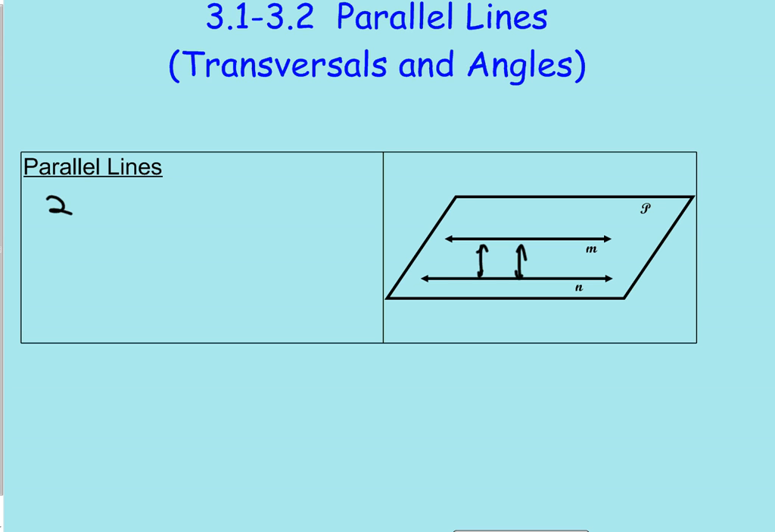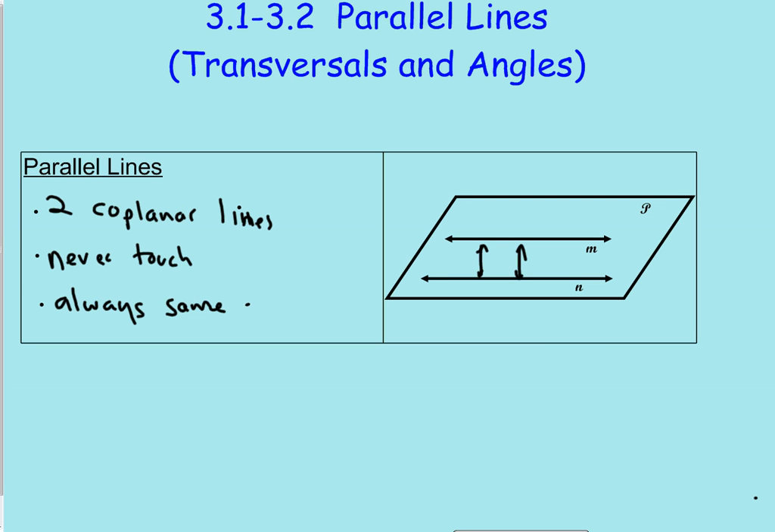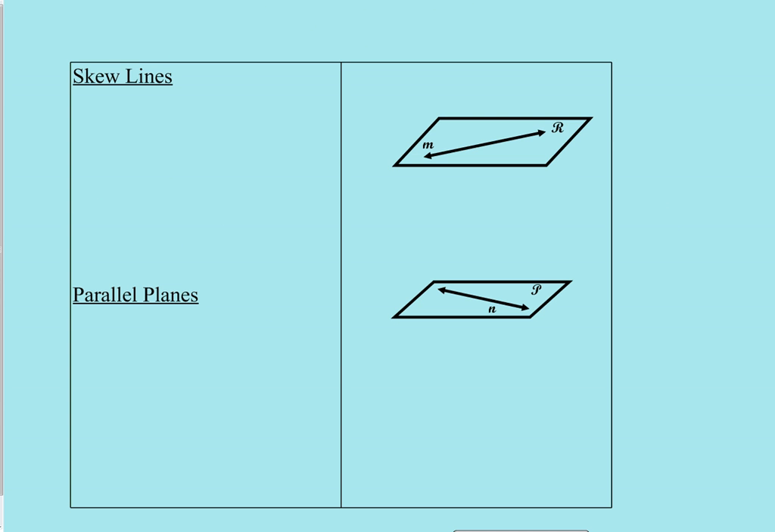So there are two coplanar lines that never touch and are always the same distance apart. So that is what it means to be a parallel line. They're coplanar, they never touch, they're always equidistant.